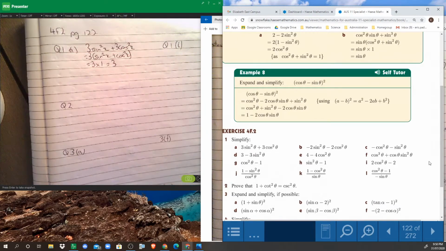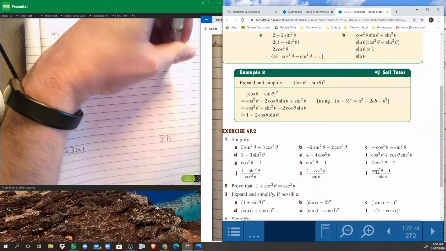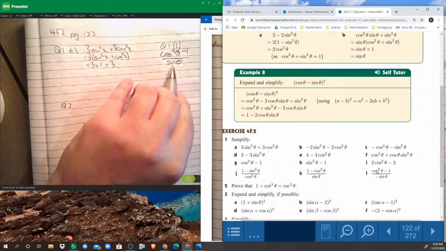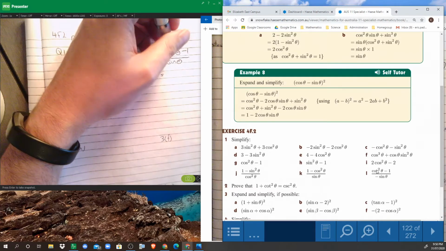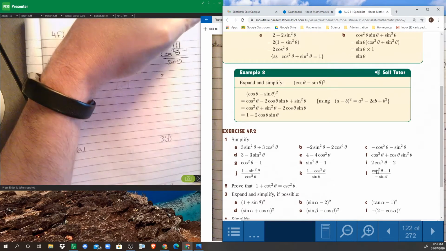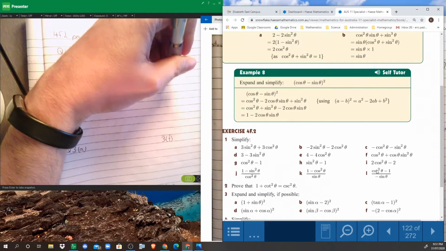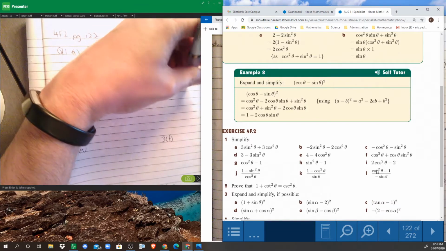I'm doing most of these, just the first and the last because there's a lot to do. Okay, last one: cosine squared theta minus 1 divided by sine theta. We need to reduce, and to do that, either convert the sine into cosine or cosine squared into sine squared. That's easy because we've got the identity. That's the point. Cosine squared theta can be expressed as 1 minus sine squared theta, so I'll replace it with 1 minus sine squared theta minus 1, over sine theta.